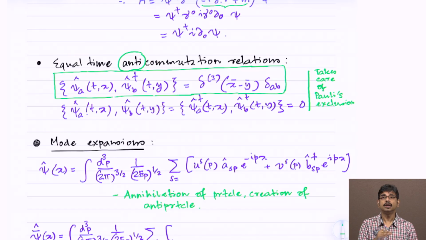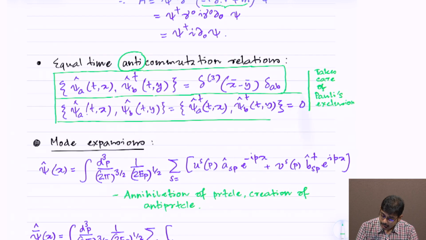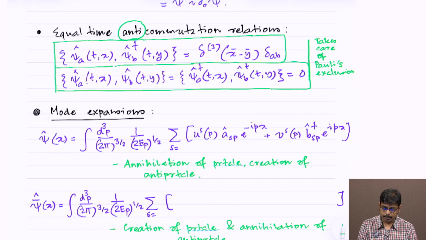On the other hand, all the anti-commutation relations for the fields with themselves, like psi a (t, x) comma psi b (t, y), or psi a dagger (t, x) comma psi b dagger (t, y), these will actually go to 0. And this has to be emphasized, that these are possible when you have the mode expansion of the fields with respect to the creation and annihilation operators.